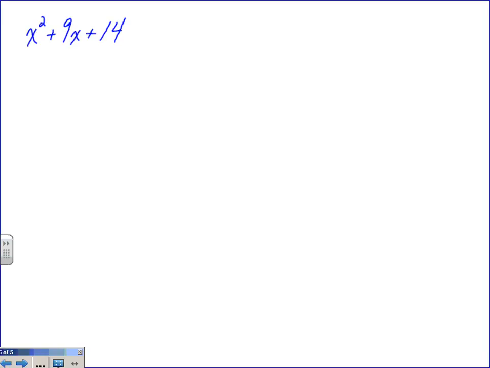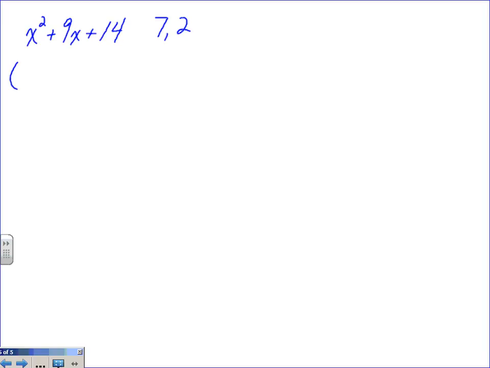Okay? Let's look at the 14. What two numbers multiplied together give you 14? 7 and 2. Well, look at that middle term. Look at 9x. If I multiply 7 times 2 together to get 14, 7 times 2 is 14, but 7 plus 2 is 9.